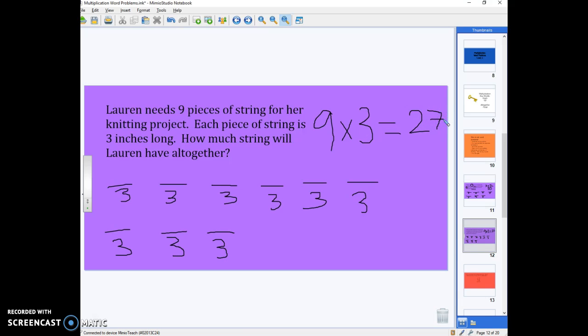Okay, so that's how you do those kind of problems. Just look at what it's asking. Oh my gosh, I forgot to circle the keywords and numbers. Goodness. Just got so excited because we all knew how to do it. So 9 pieces each was 3 inches long, so that's how much she will have altogether. So there you have it on that problem.